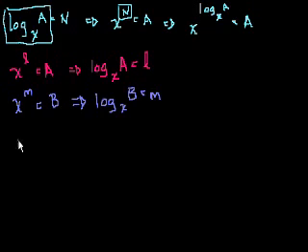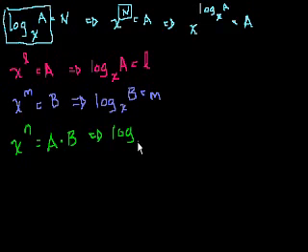So let me get another color. I have infinite colors. I will never run out. So let's say I have x to the n. You're probably saying, Sal, where are you going with this? But you will see. It's pretty neat. x to the n is equal to a times b. And that's just like saying that log base x of a times b is equal to n.